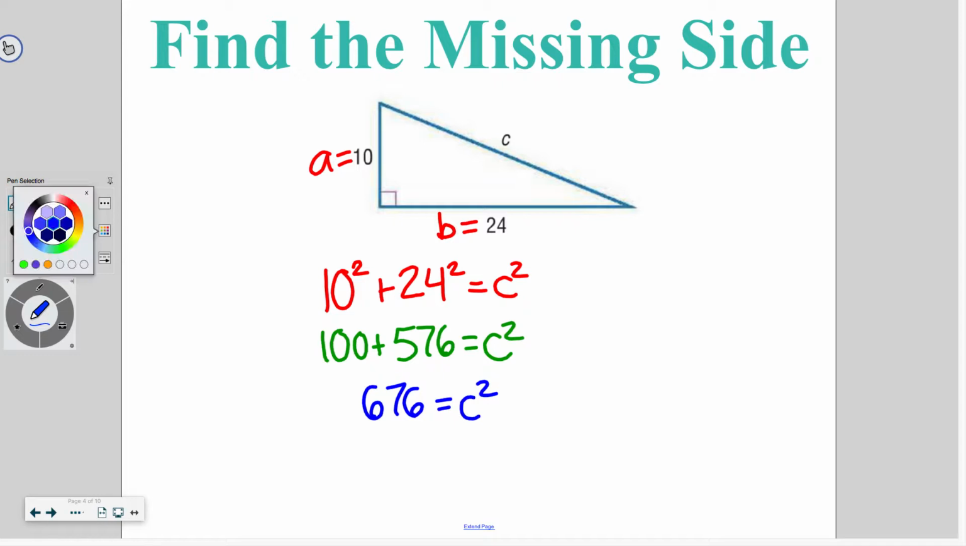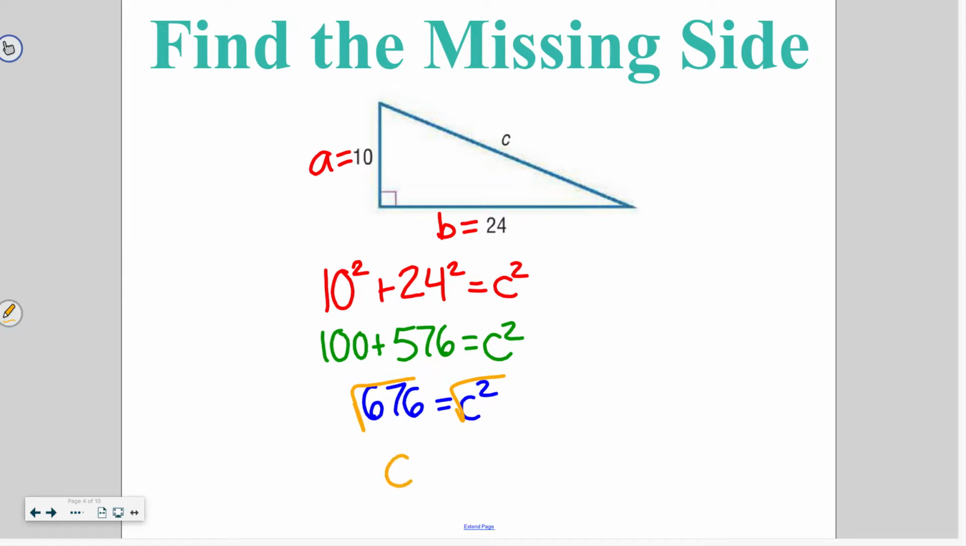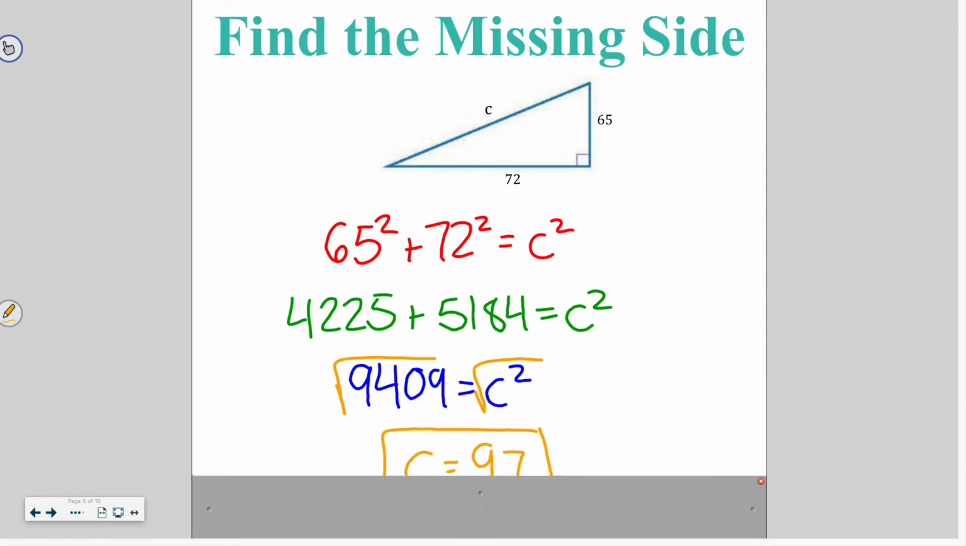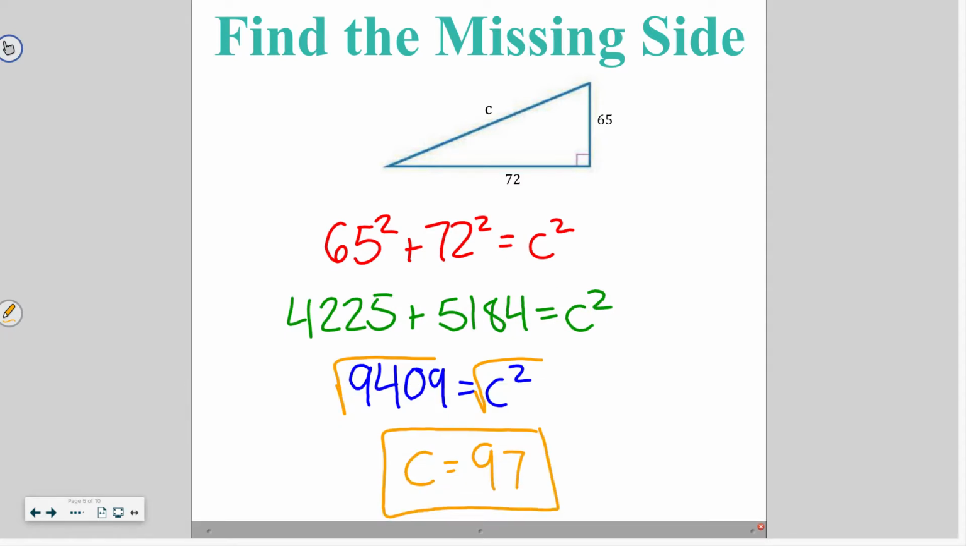In order to get rid of squared, we need to take the square root. So in order to find c, I take the square root of 676 and I find out that c is equal to 26. So that means my hypotenuse has a length of 26. Go ahead and try this one on your own. Plugging in your numbers for a and b, squaring them, adding them, and then taking the square root, we end up with c is equal to 97.